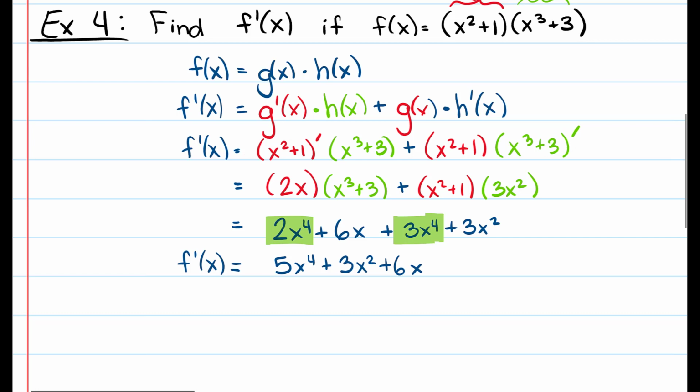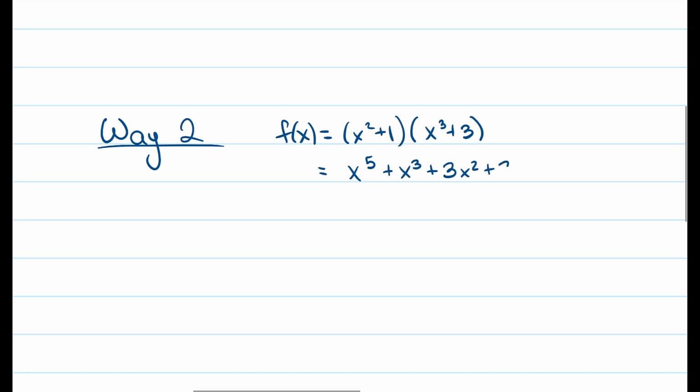And I know what you're thinking. This is a lot of work, and there has to be an easier way. For this particular problem, I actually think there is, and I'm going to show you how to do it. So way 2. We have that f of x is equal to x squared plus 1 times x cubed plus 3. Now we can just distribute that right away, and we can get x to the fifth plus x cubed plus 3x squared plus 3.